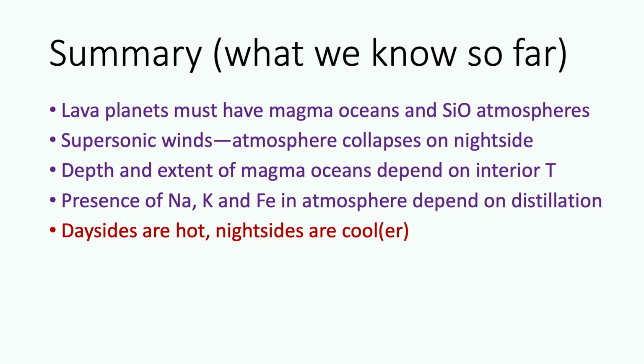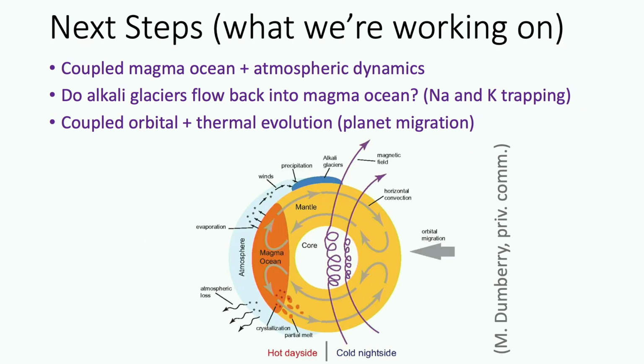And the presence of your alkalis or iron is going to depend on these sorts of distillation processes: either forming ice sheets, losing things to space, which I've completely ignored but I'm interested in, or getting things stuck at the bottom of your magma ocean. The day sides are hot and the night sides are cooler. I color-coded this: purple stuff is what we know in theory, and orange-red stuff is stuff that we've actually verified with data.